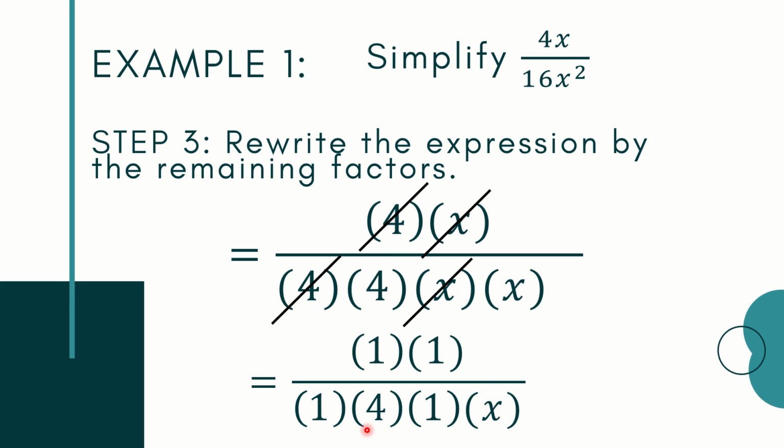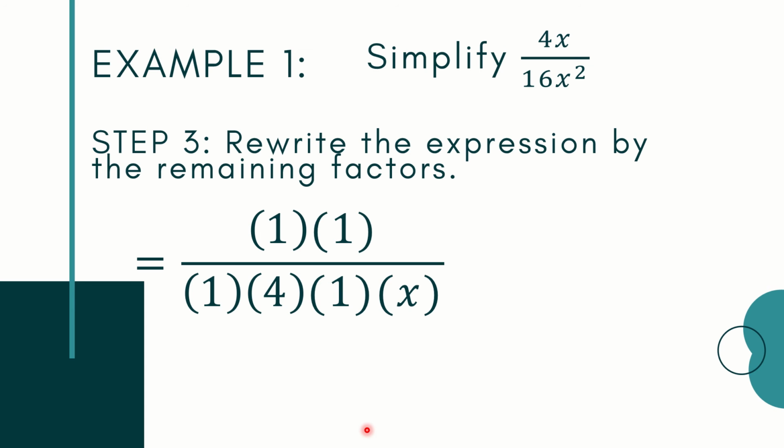Our step 4, so sorry with our dog, it's very noisy. So, in our step 4, or step 3 rather, we write the expression with the remaining factors. So we have here 1 times 1, the factor left in our numerator. And our denominator is 1 times 4 times 1 times x.